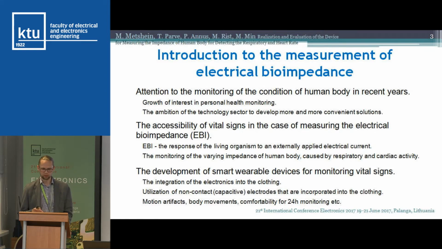This presumes the direct contact of the electrode to the skin surface, and this is not always visible and not always comfortable. Then the capacitive connection proposes an alternative. Nevertheless, it proposes new problems and issues, mostly in the fact that there will be a motion artifact. In today's presentation, the idea and evaluation of a custom-made measurement device for monitoring the cardiac and respiratory activity is presented.